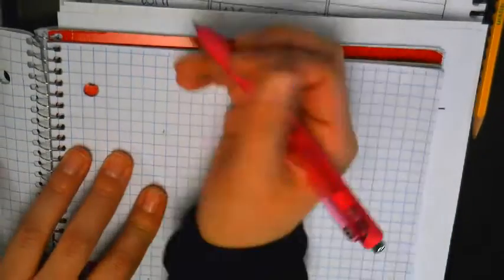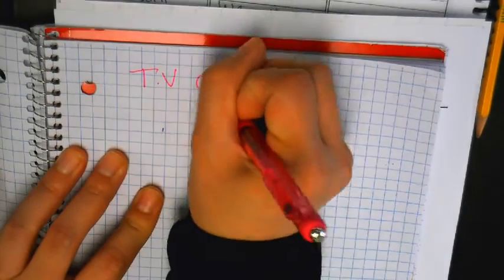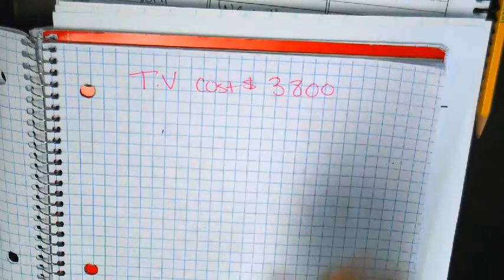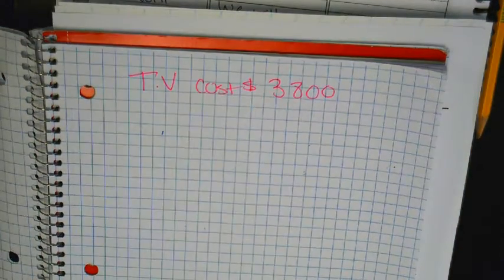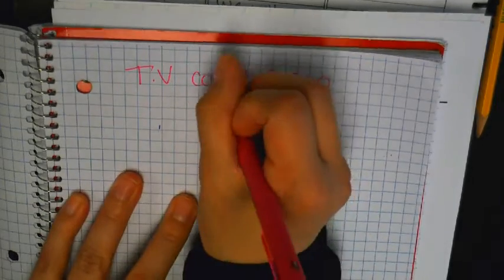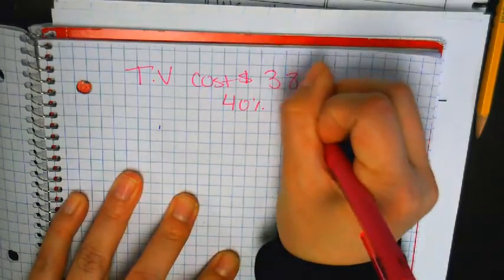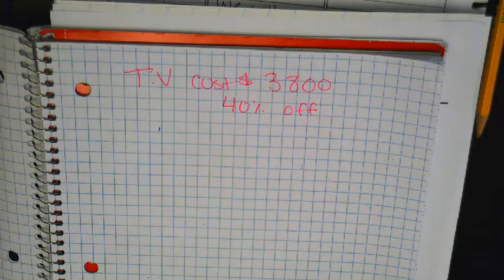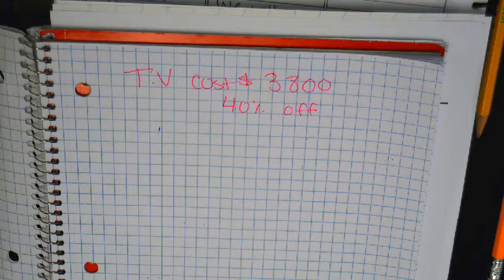All right. So the TV costs $3,800. But of course, Miss O'Malley is never going to pay full price for anything. It's 40% off. Make some space. Can you start this one before I do it? Can you go all the way? That's a good sign if you can go all the way. It's point 40.